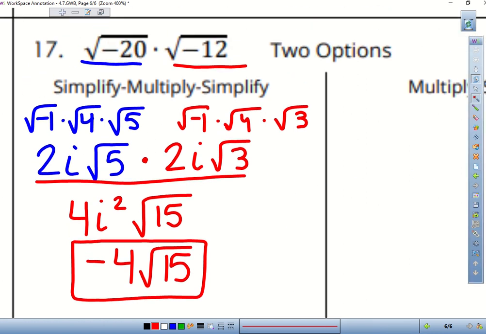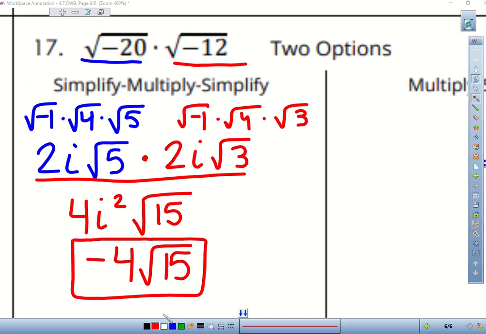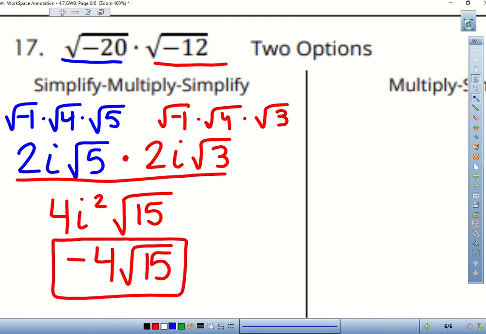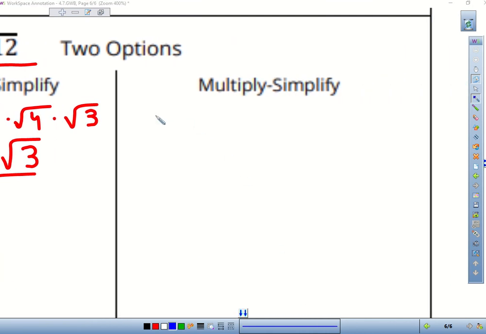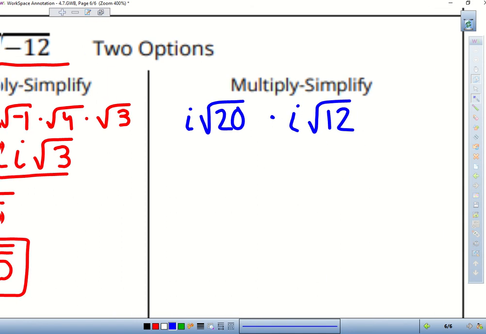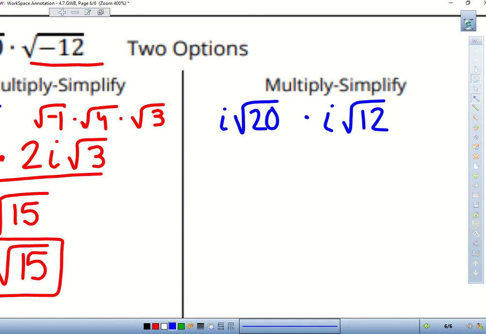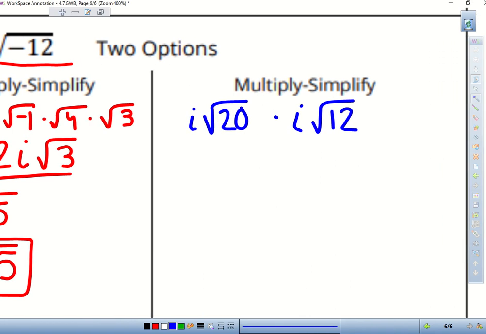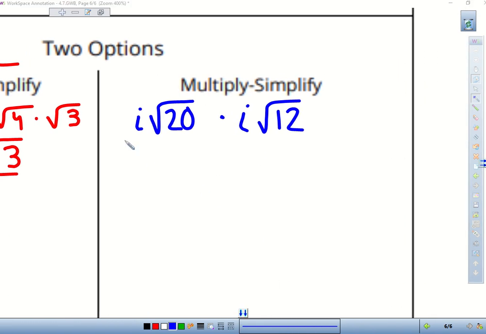Does that process make sense to everyone? Alright. Now here's the other way you can go about doing it. So I can rewrite this as the square root of 20 times i, times i radical 12. So does everybody see how I got to that point with the problem? I just took out the negative and made it an i. Now what you can do instead is multiply the outsides and the insides.